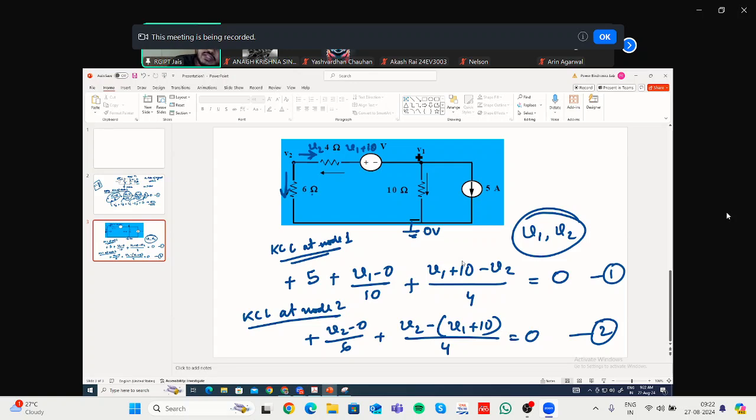Please look at the circuit, removing these things, and try to see, through your own understanding, whether the equations that are written are correct or not.